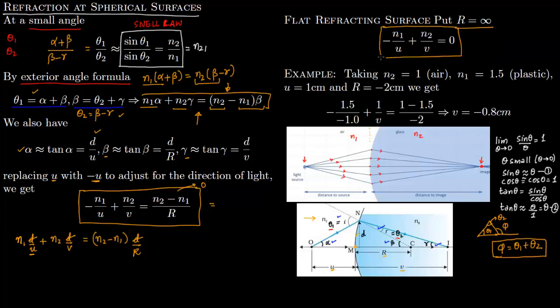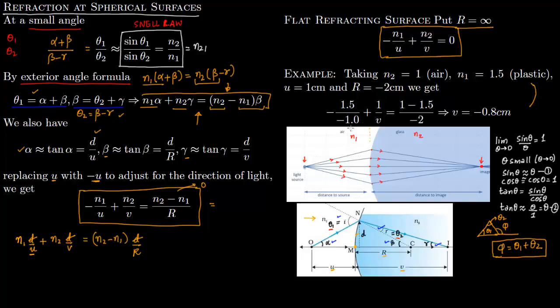Now let us see an example. For example, you take n2 as 1, air, and n1 is 1.5. This is the refractive index of plastic. So u is 1 centimeter and r is minus 2 centimeters. So that means the radius of curvature here is negative. So that means you are entering something like a surface which is like this.